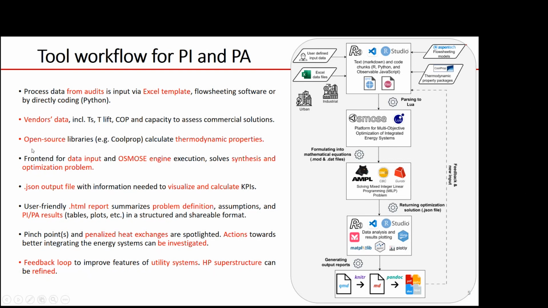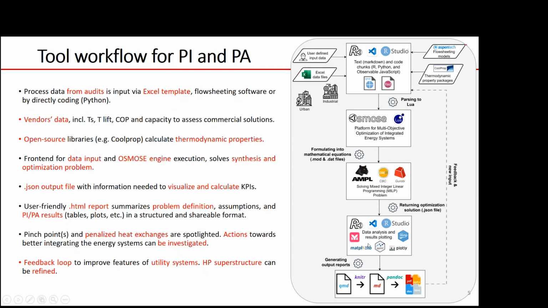So it consists of a front end that sends the data to the Osmos engine, which does the execution of the optimization problem and then solves this synthesis problem. It produces an output file in a JSON format that is easily accessed by any open source utility or library languages such as Python or whatsoever. And then with this information you can visualize and calculate KPIs.